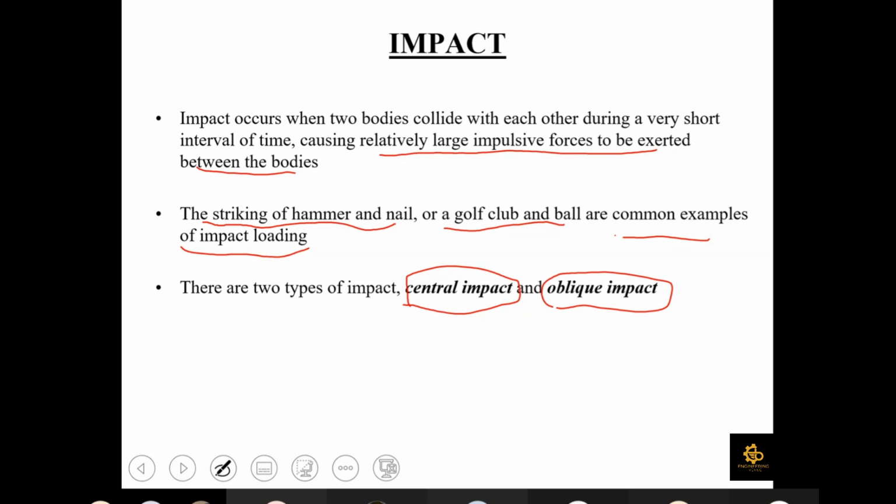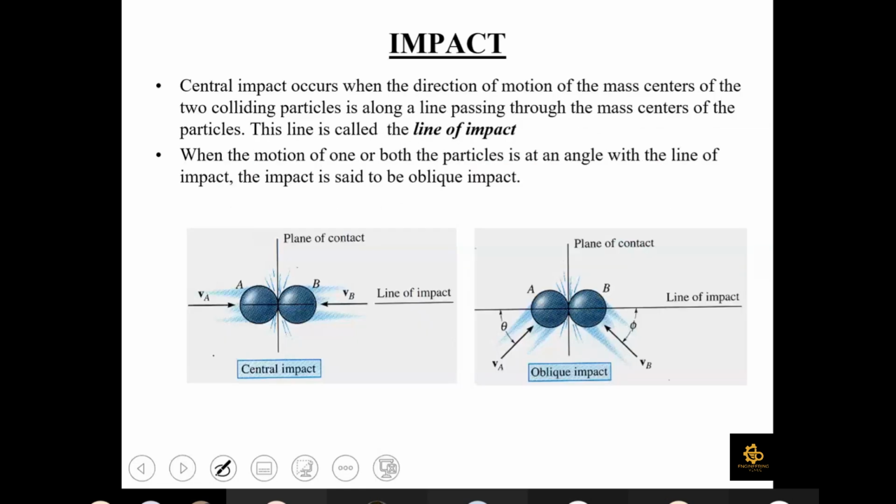So what is the difference between central and oblique impact? Let us first of all discuss the definitions, and then we will derive some mathematics relevant to central impact. Central impact occurs when the direction of motion of mass centers of the two colliding particles is along a line passing through the mass centers of these two particles.